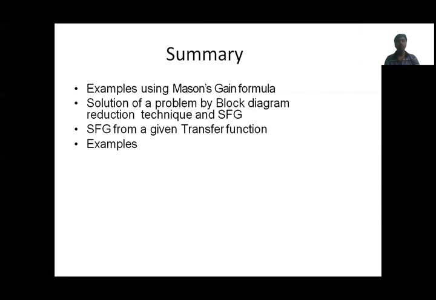In this video, we have learned Mason's gain formula applied to different examples, and we have learned how to convert a block diagram into a signal flow graph and how to derive the transfer function. We have also seen how to get the signal flow graph representation for a given electrical model and mechanical model, and also how to get the transfer function of those models using the signal flow graph representation.